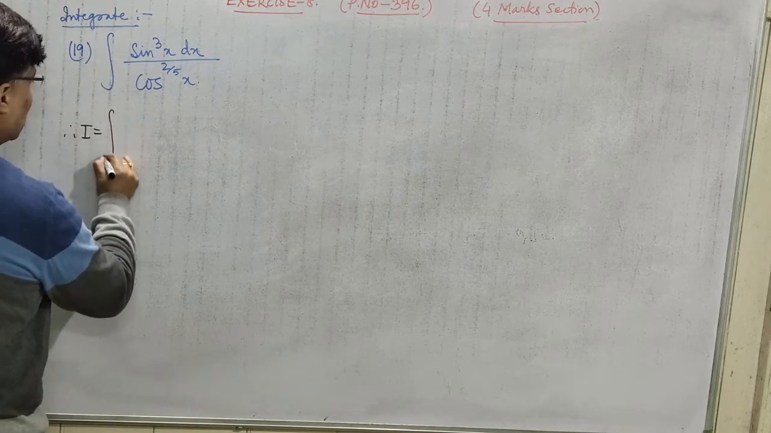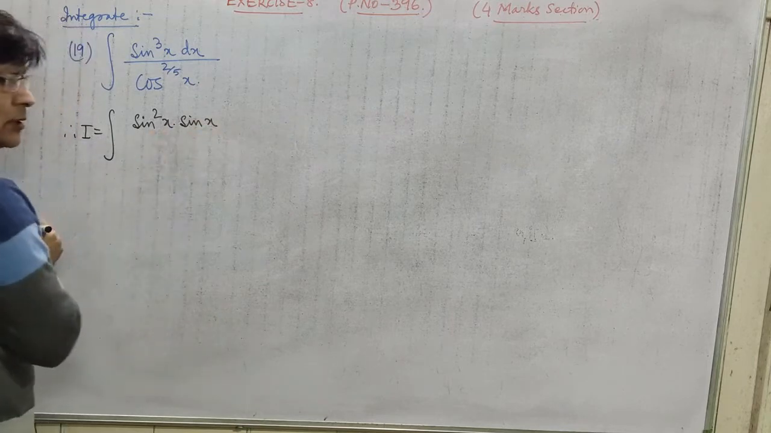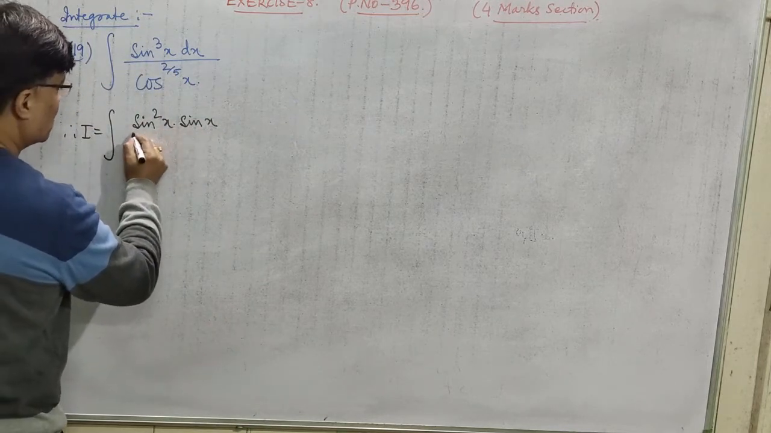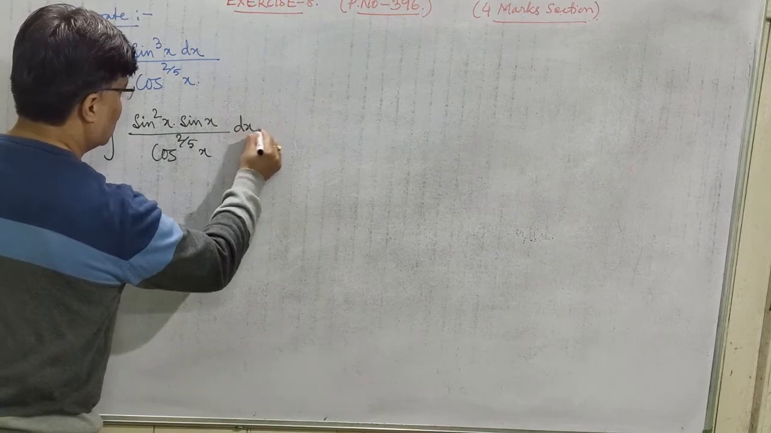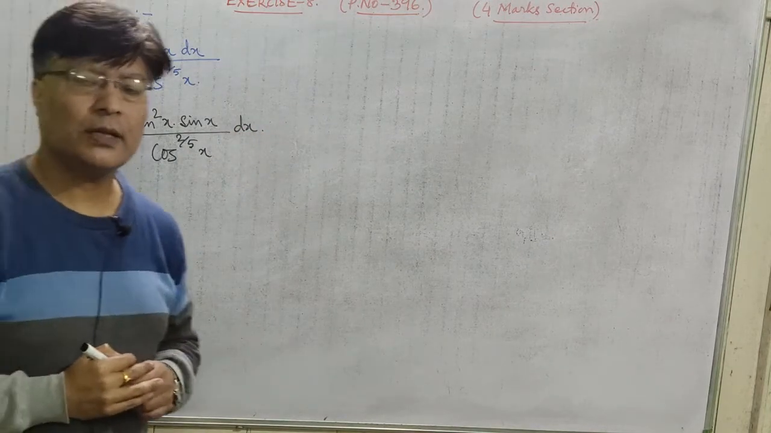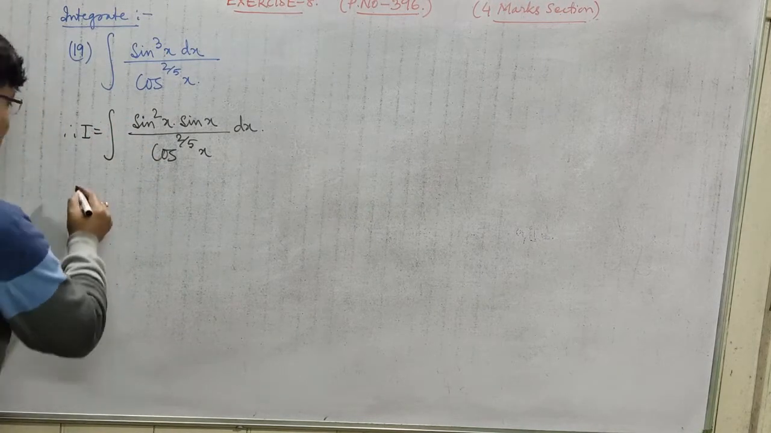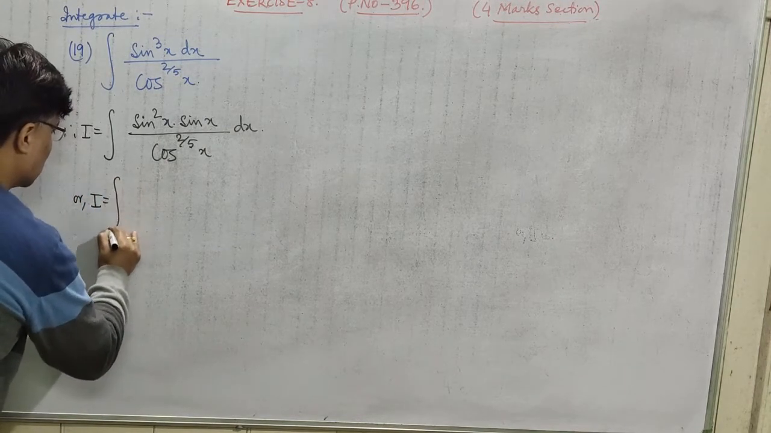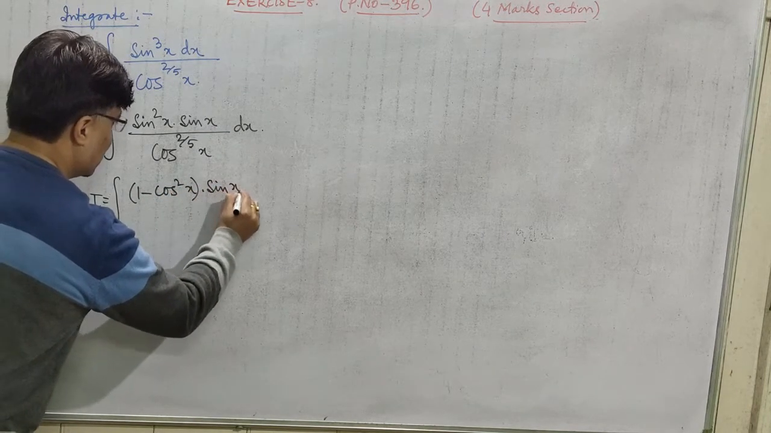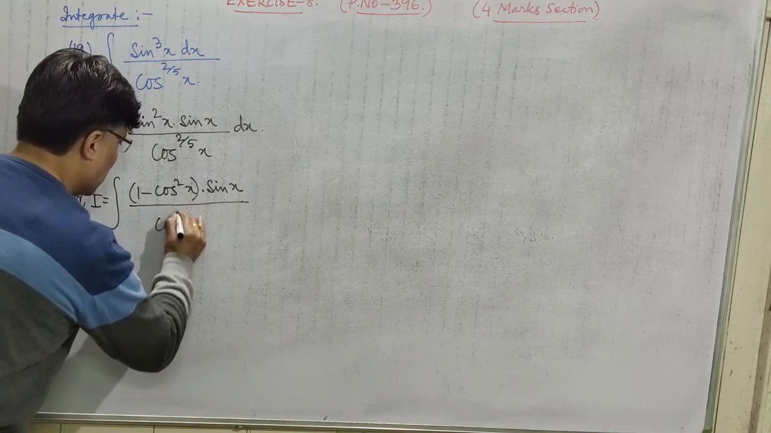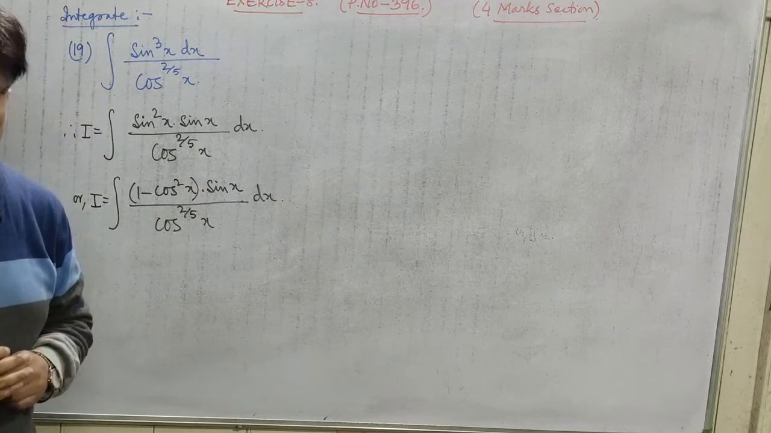I is equal to integration of, this is your sine square x into sine x. So it is separated. Sine square x into sine x divided by, this is cos to the power 2 by 5x. Then it is dx. Right? So now, what is the formula for sine square x? It is 1 minus cos square x. So let us convert this sine square x in terms of cos. So it is 1 minus cos square x into sine x, this whole divided by cos to the power 2 by 5x. Then we can write dx. Is that clear to all of you?